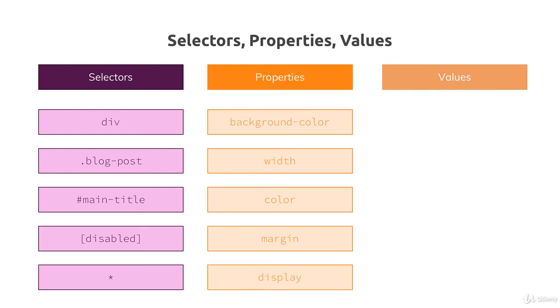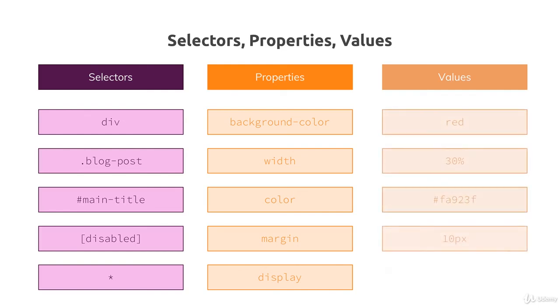We will use them throughout the course. Values then are things like red, percentages, colors and hex codes, pixels, or clearly defined values like block. Again, these are things we will also see throughout this course. Now, if you're wondering, how do you know which properties and which values exist? Let me start with the properties.